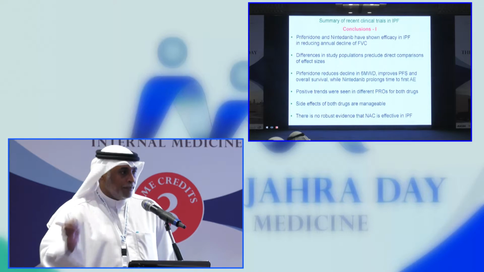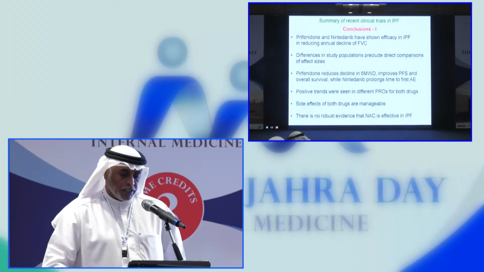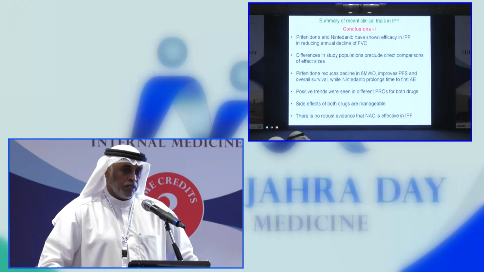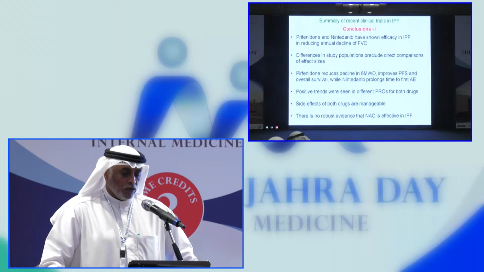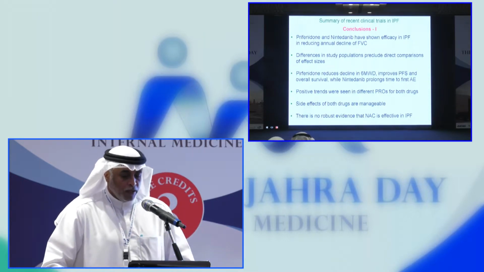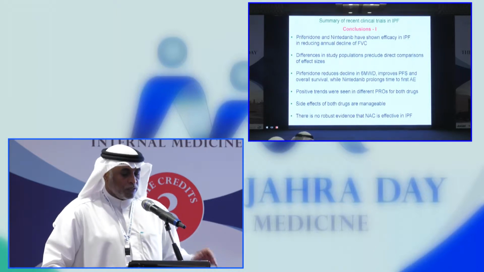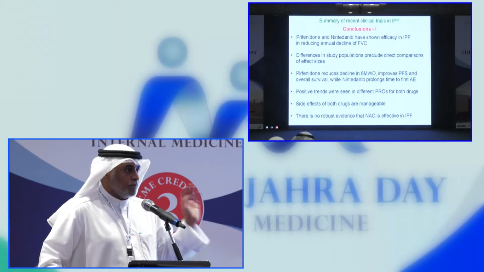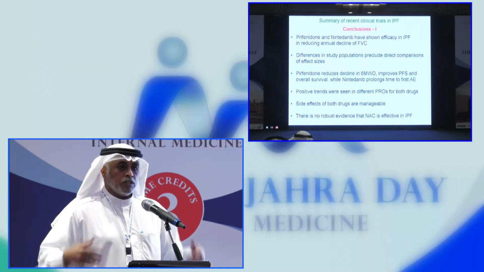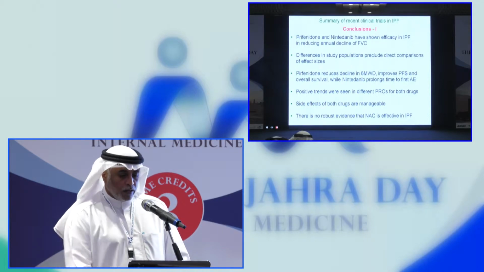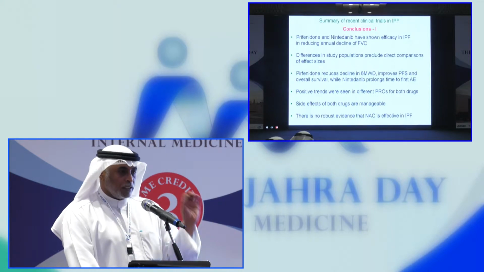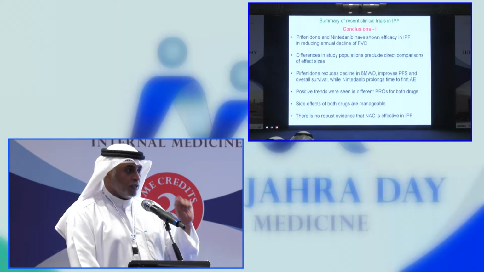You cannot compare them head to head, okay, because there are different populations. Pirfenidone reduces decline in the 6-minute walk test, improves progression-free survival and overall survival, while nintedanib prolongs the time to first exacerbation. Positive trends were seen in different patient-reported outcomes for both drugs. That's more of the respiratory questionnaires. And their side effects are manageable, and there is no evidence that N-acetylcysteine is effective in IPF.